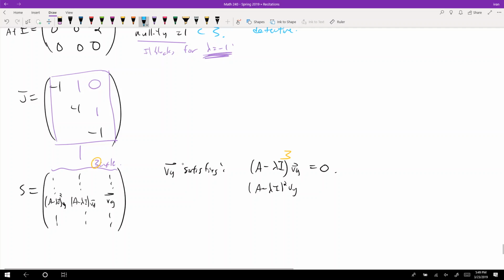Well, now this vector is in your matrix S, right? And what do we want to do with S eventually? Invert it. So I can't have a zero vector in my invertible matrix, because then it's not invertible. So that can't be 0. Likewise, A minus lambda I times VG cannot be 0 as well, because this vector goes here.